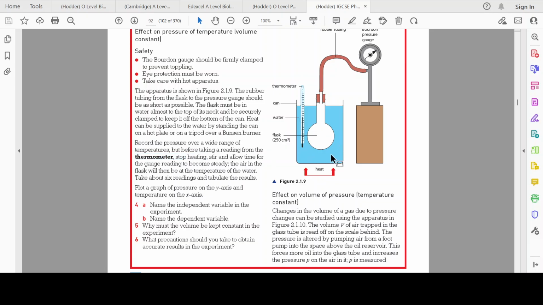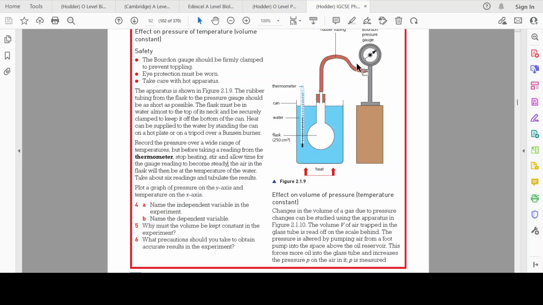So here's something to get good results. You've heated it, it's gone up to a certain temperature, stop heating, stir the water, allow time for the gauge reading to become steady. Why are you doing this? You are stopping providing heat, so it doesn't keep getting hotter, and so that heat is not being constantly transferred. You're stirring because maybe the water is hotter at the bottom and comparatively cooler at the top, and so the heating is uniformly distributed in the water, and then uniformly transferred to the gas in the flask.